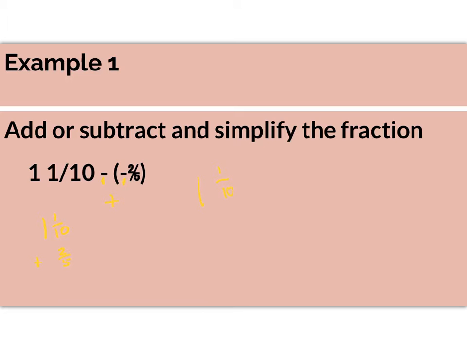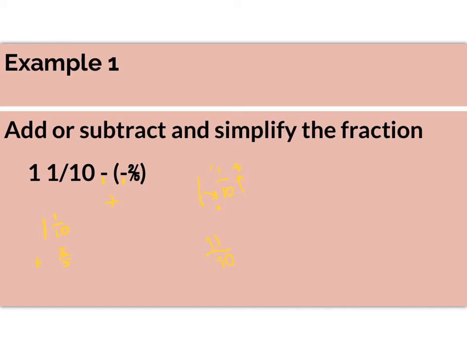So how do you turn a mixed number, that's a whole number with a fraction, into an improper fraction? So what you're going to do is you're going to take the whole number and multiply it to the bottom and then add to the top. Multiply, add, multiply, add. So 1 times 10 is 10, plus 1 is 11. 11 over 10.